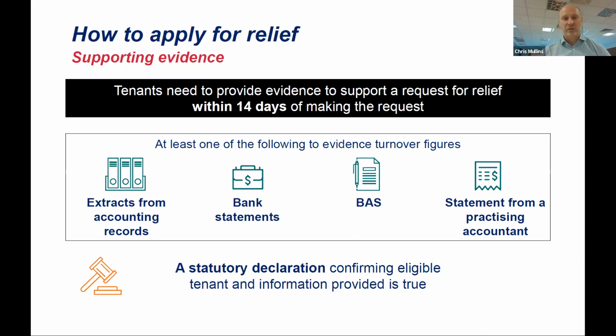Obviously, you need to give careful consideration to what you're providing your landlord. You want to make sure that you're simply giving them enough information to support the reduction in turnover. So extracts of accounting records or BAS statements, for example, may also include other additional information that you might not want to disclose to the landlord. So you might therefore be looking at either the numbers on a lodged BAS or a statement from the practicing accountant.